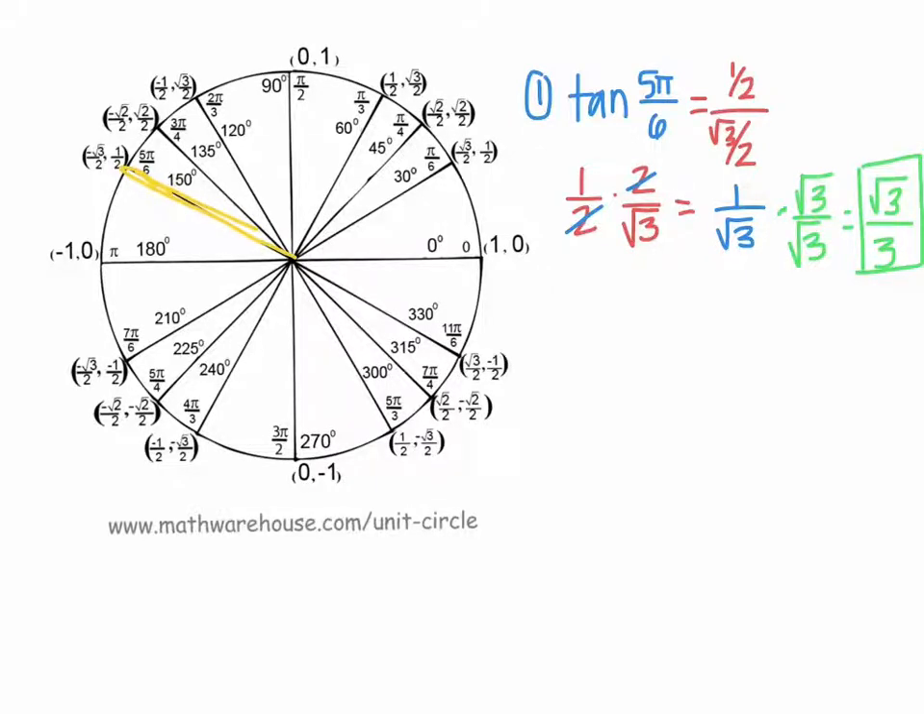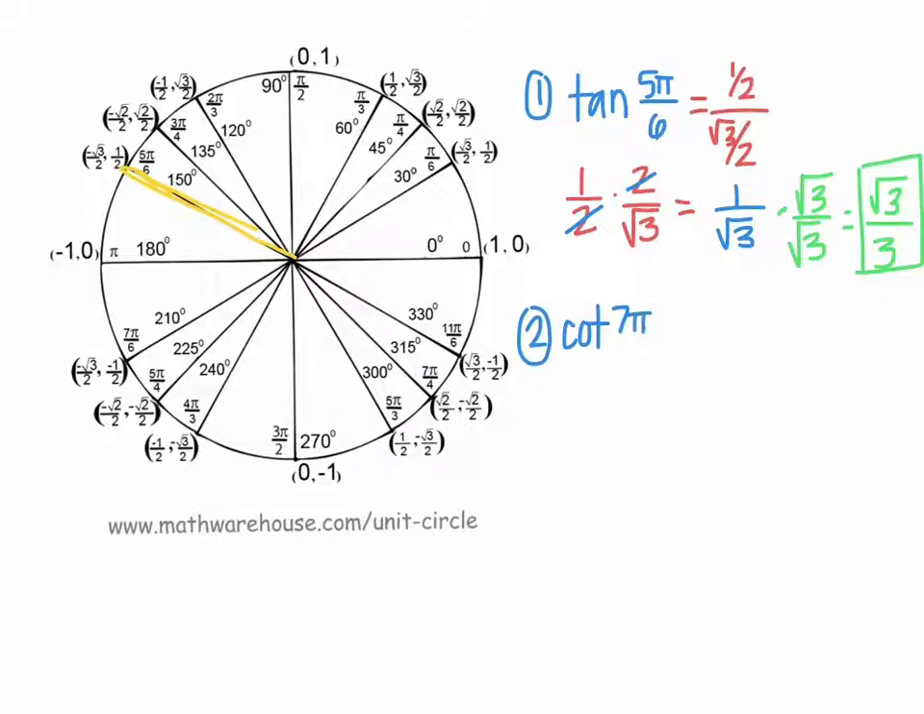Now the thing is, you're going to start seeing these numbers repeating themselves over and over, because the unit circle repeats itself over and over, so it makes sense that you would end up with the same answers here too. Let's do a cotangent. I'm thinking the cotangent of 7 pi over 6.